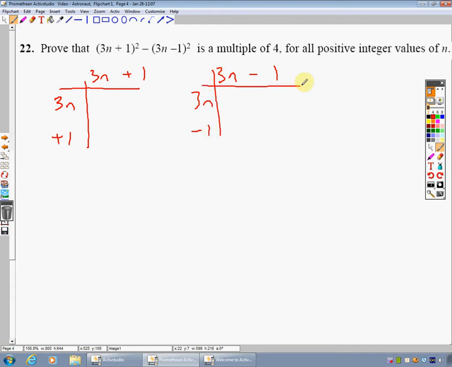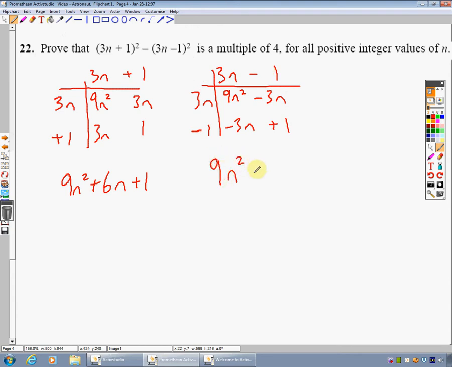9n, 3n, 3n, and 1. So that's going to be a 9n squared plus 6n plus 1. Great, we've done that. Let's multiply this out here. 9n squared minus 3n minus 3n plus 1. Negative times a negative is a positive. So I'm going to end up with this one being 9n squared, take away 6n plus 1.